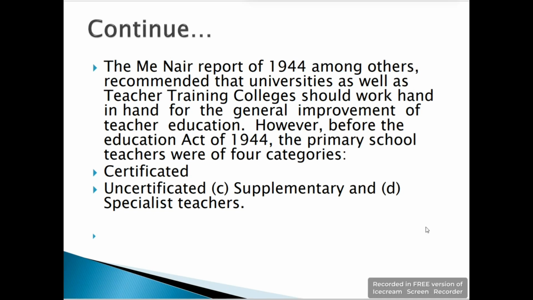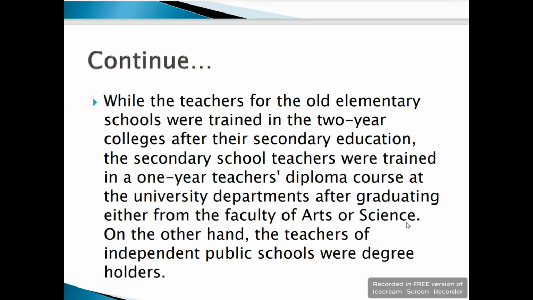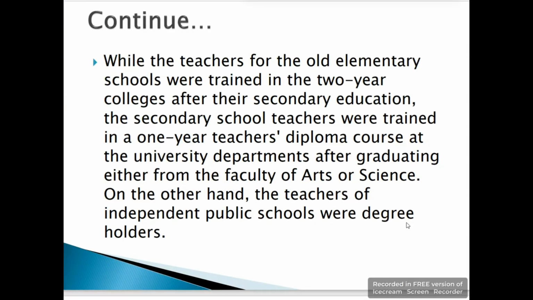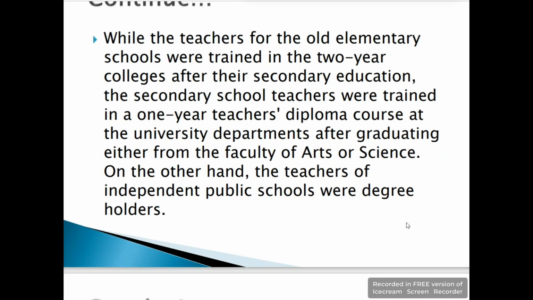Under the Education Act of 1944, the primary school teachers were of 4 categories: number 1 certified, number 2 uncertified, number 3 supplementary, and number 4 specialist teachers. Now, while the teachers for the old elementary schools were trained in 2-year colleges after their secondary education, secondary school teachers were trained in a 1-year teachers diploma course at the university departments after graduating from either the Faculty of Arts or Science. On the other hand, the teachers of independent public schools were degree holders.